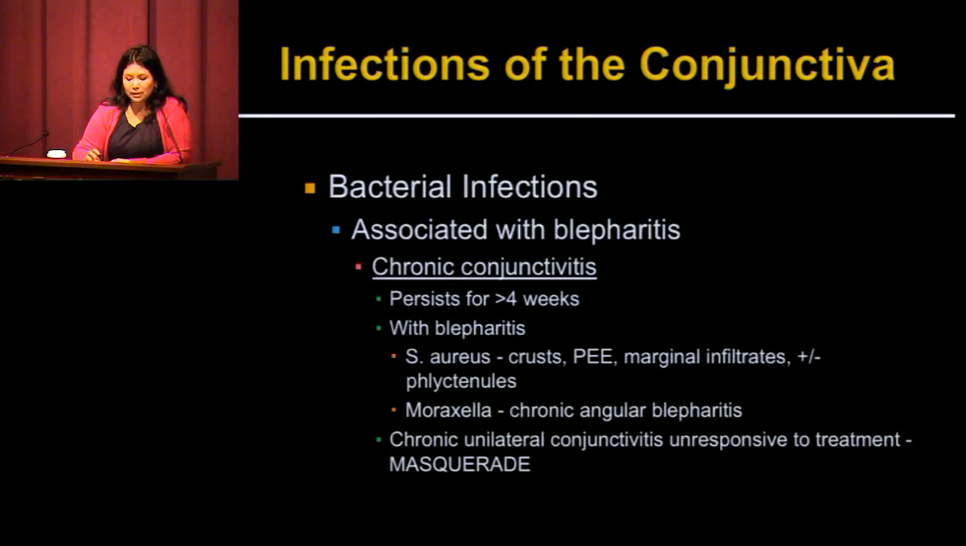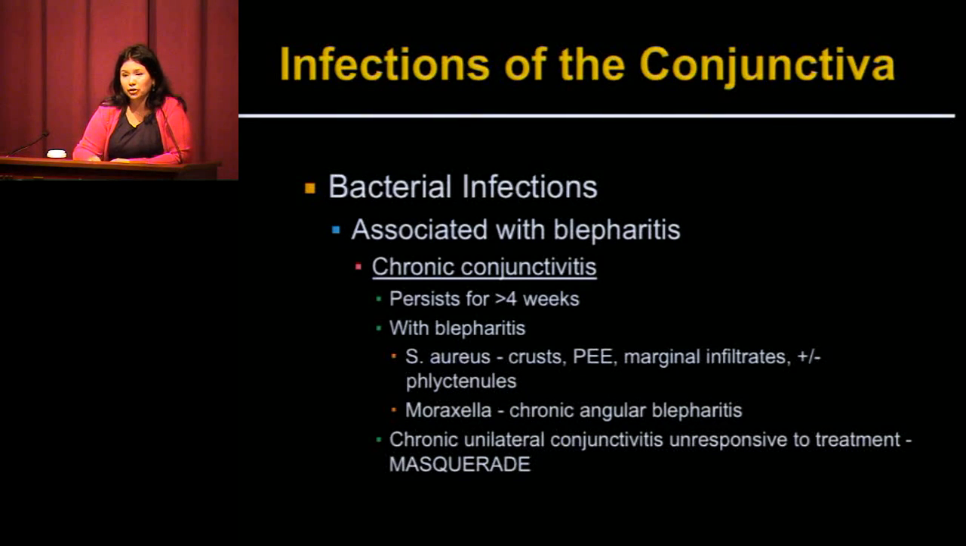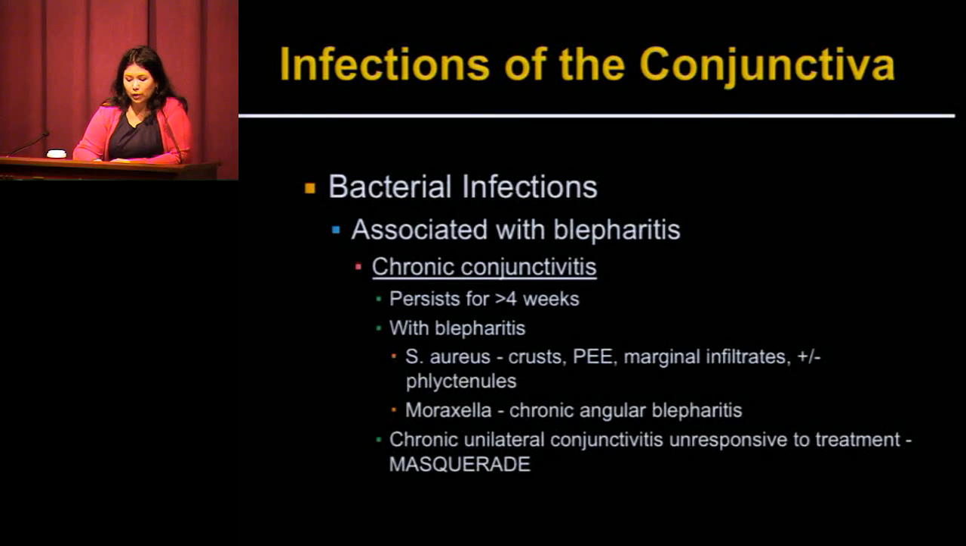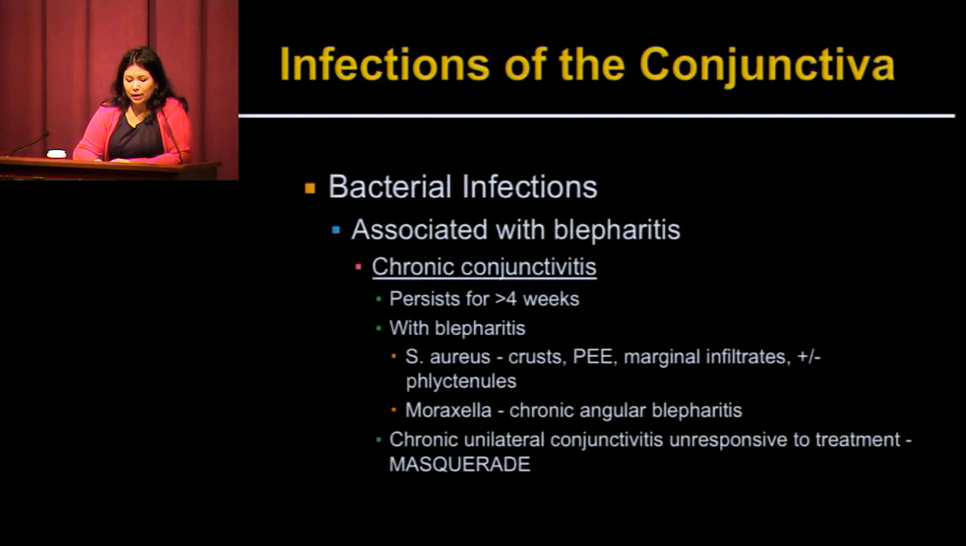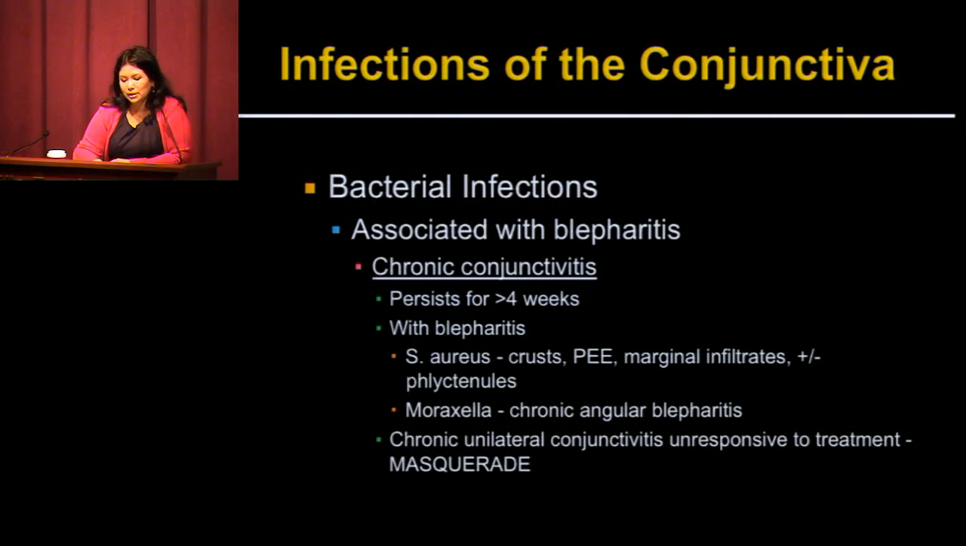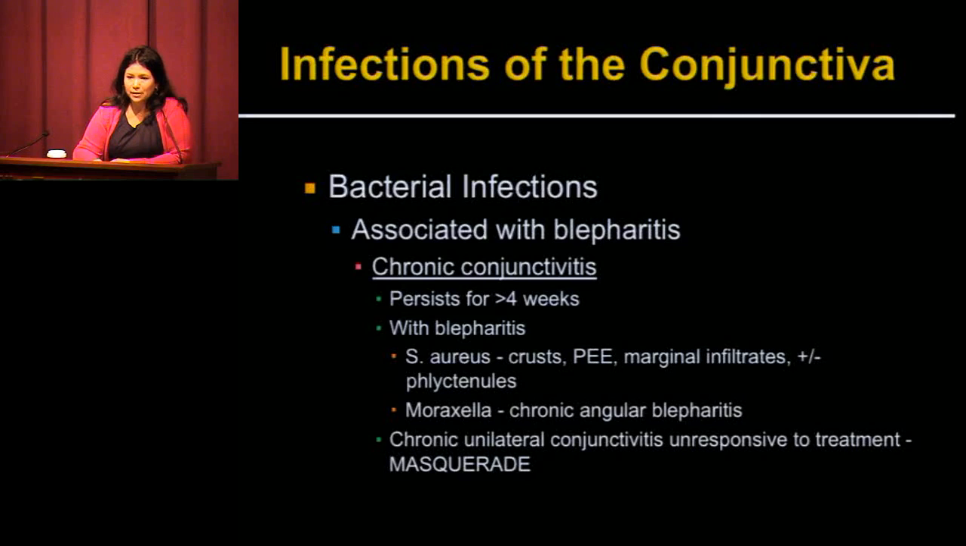And then, like you said, in Moraxella, you have a chronic angular blepharitis, which is if you look at the lateral canthus, you have a little fissuring of the lateral fissure, you have some crusting and excoriation of the eyelid. One thing to note is that when you have a chronic unilateral conjunctivitis and you've been treating it with steroids and antibiotics, and in an older individual, you always have to think about a masquerade syndrome.